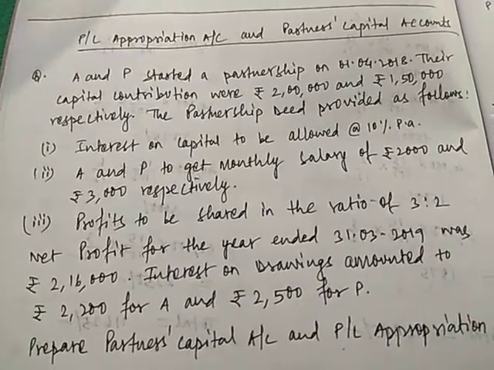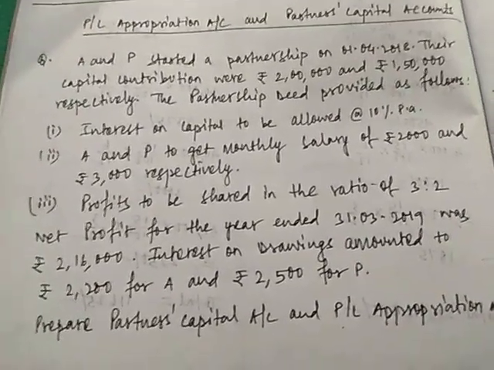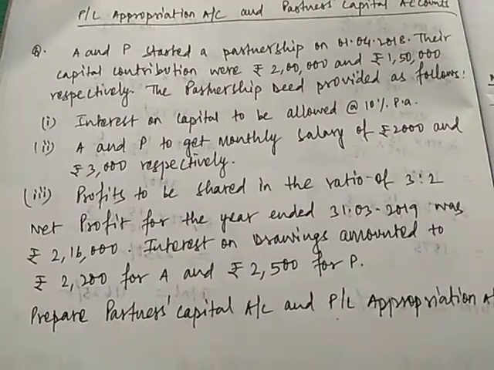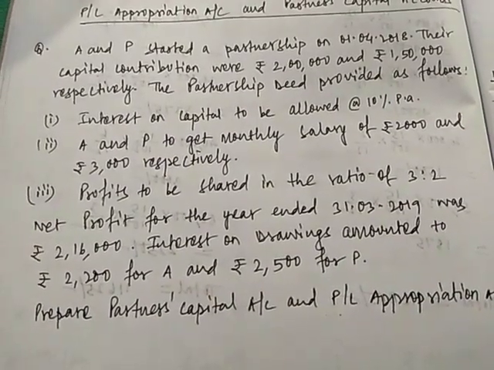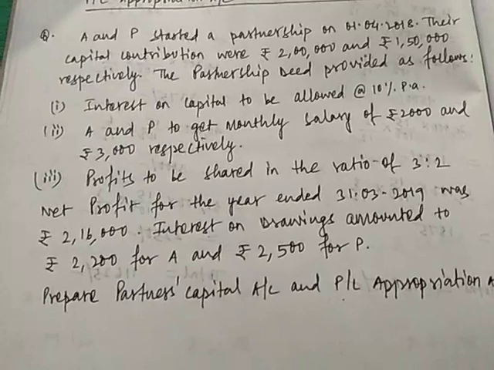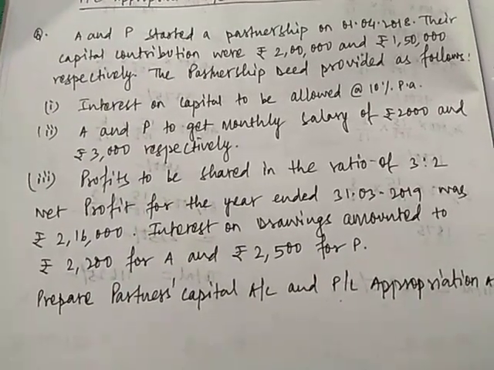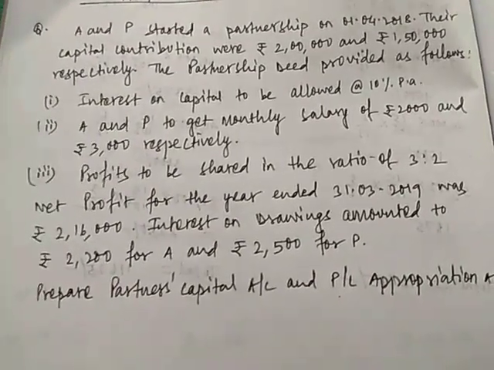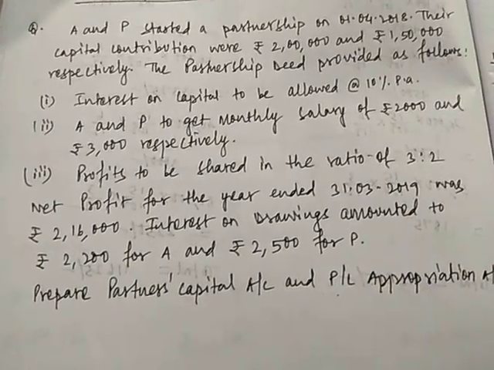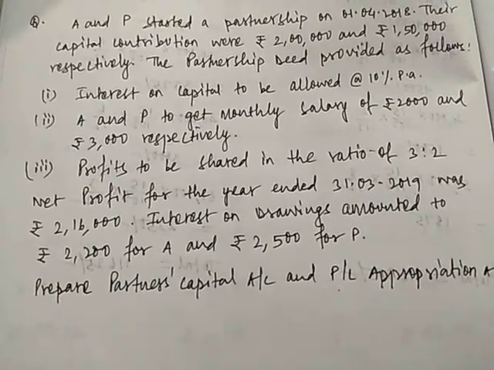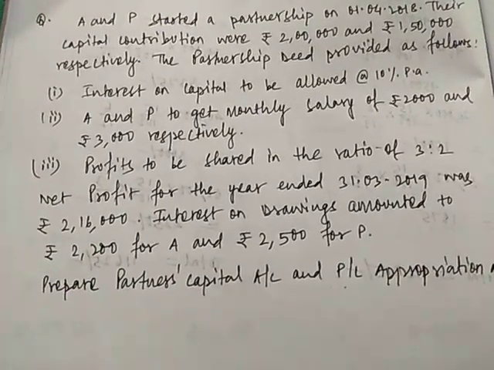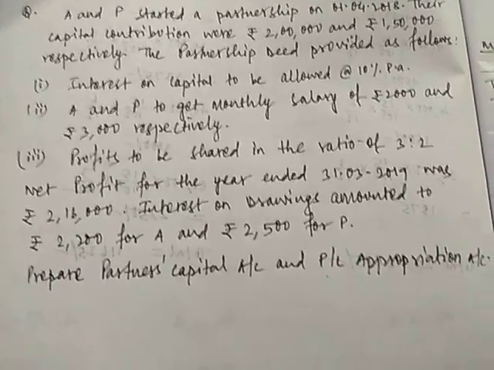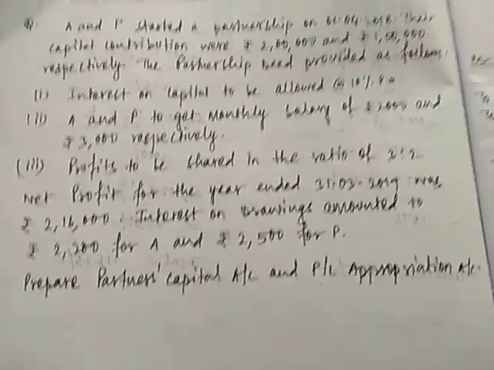Interest on capital to be allowed at the rate of 10% per annum. A and P to get monthly salary of rupees 2,000 and rupees 3,000 respectively. Profits to be shared in the ratio of 3:2. Net profit for the year ended 31st March 2019 was rupees 2,16,000. Interest on drawings amounted to rupees 2,200 for A and 2,500 for P. Prepare partners capital account and PL appropriation account.